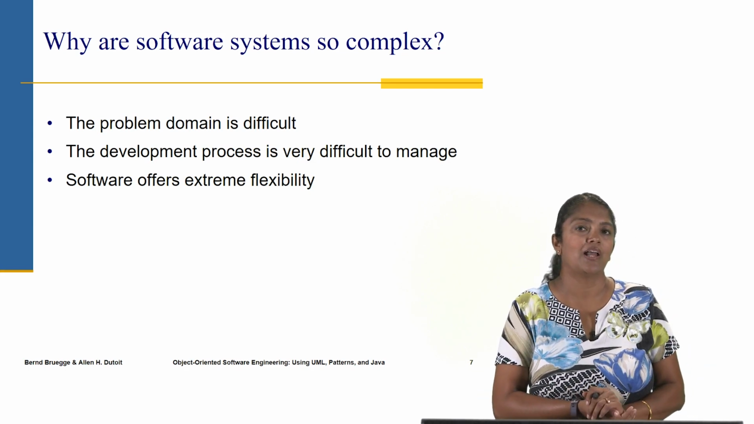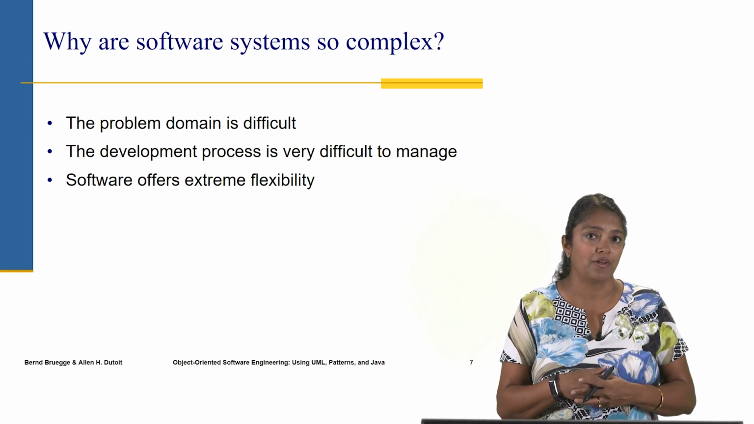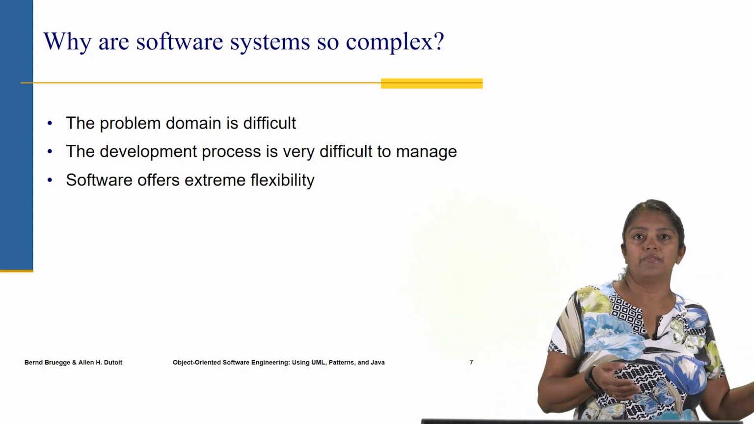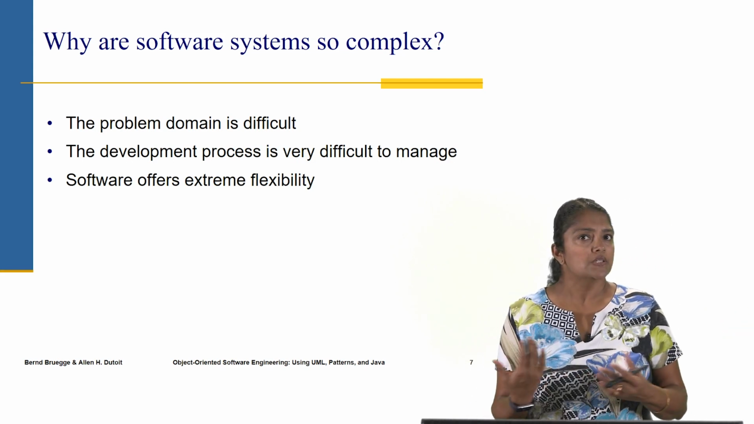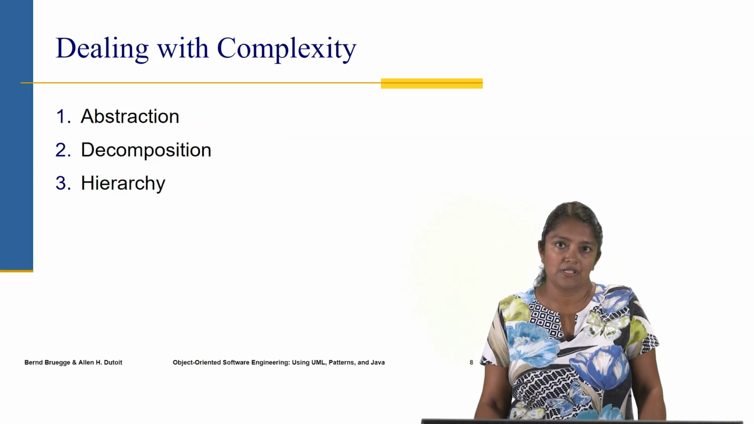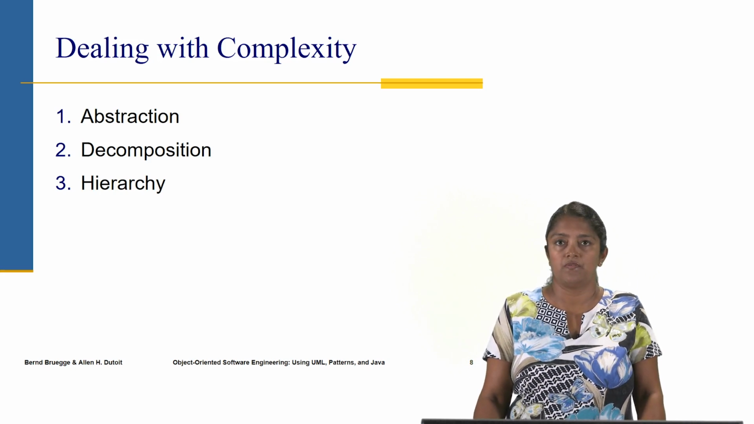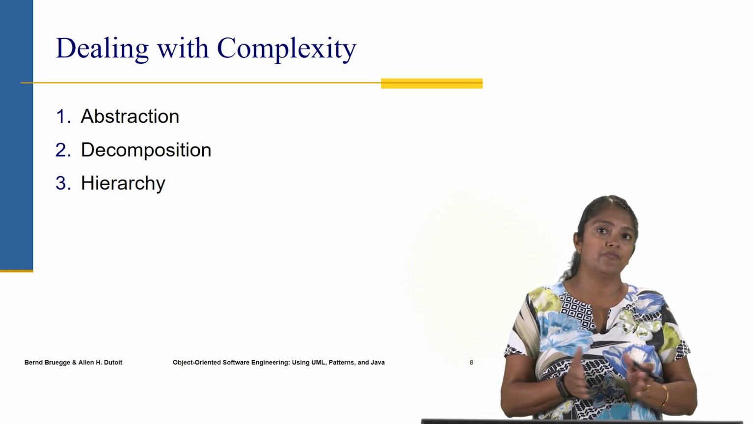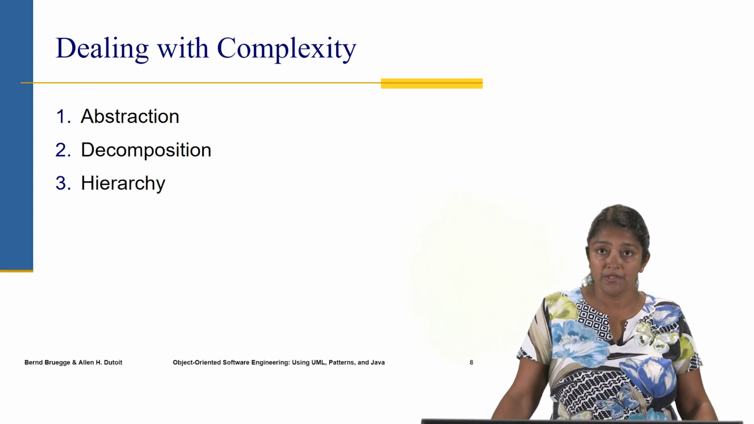How much change do we allow? And a number of times clients don't have the clarity of what they want up front, and the ideas evolve as we go through the process, and that's the reason for the continuous change. So software systems are complex, and then how do we deal with this complexity? At a very high level, there are three ways in which we deal with this complexity in the software engineering world, and the goal of this video is to introduce those three techniques. Now the first one is abstraction.